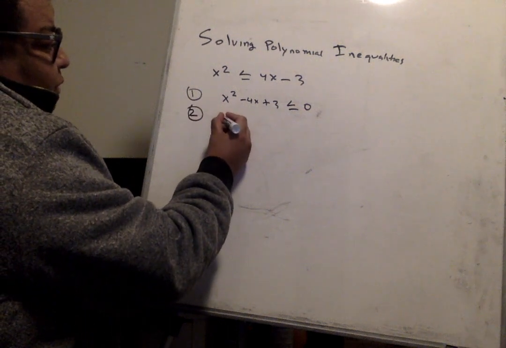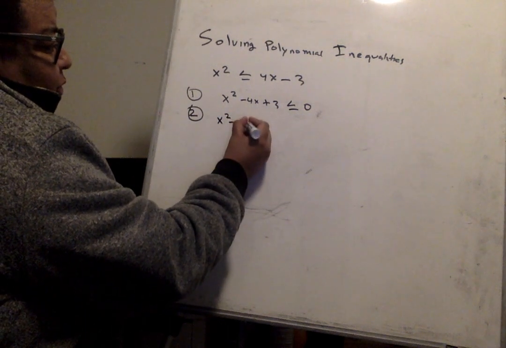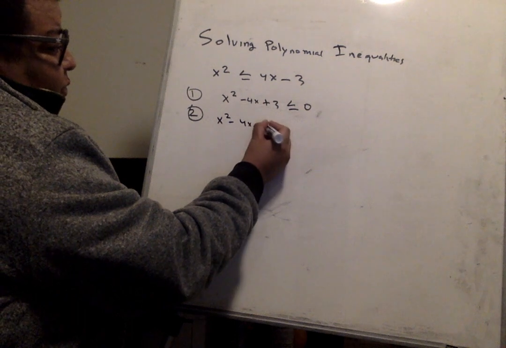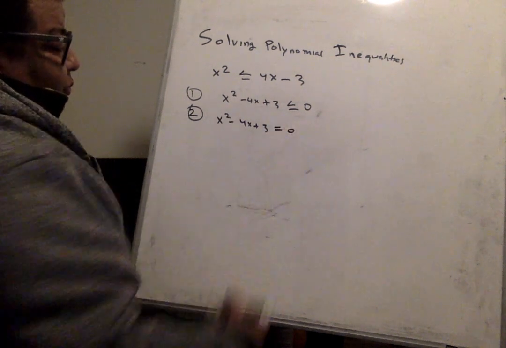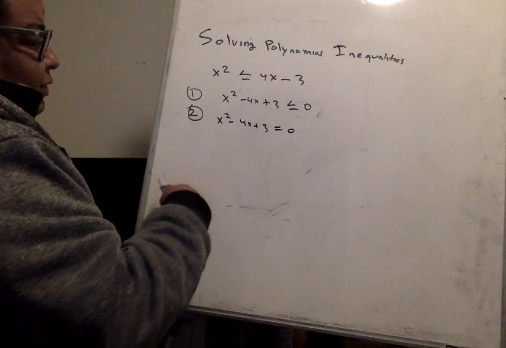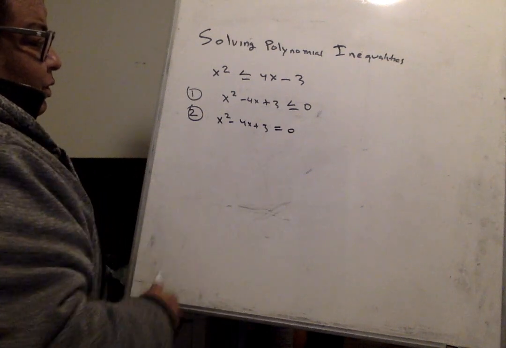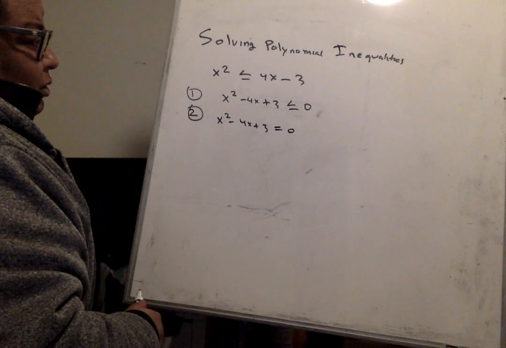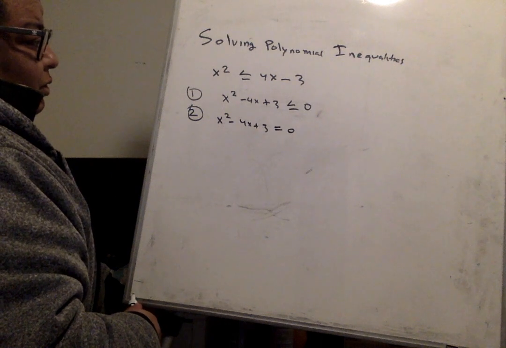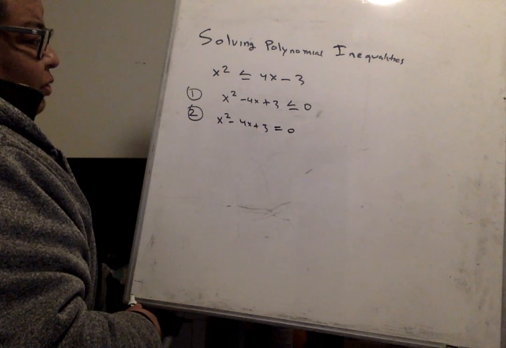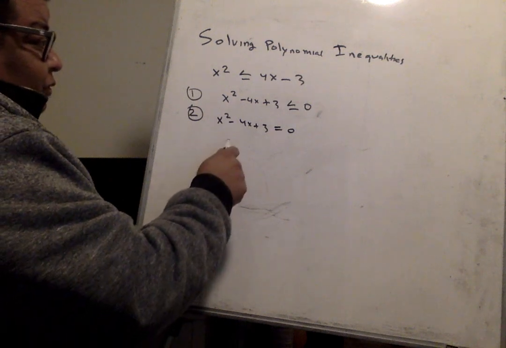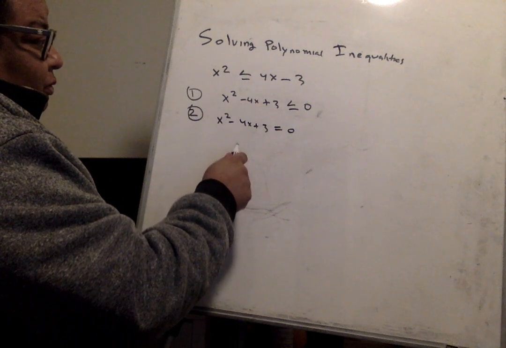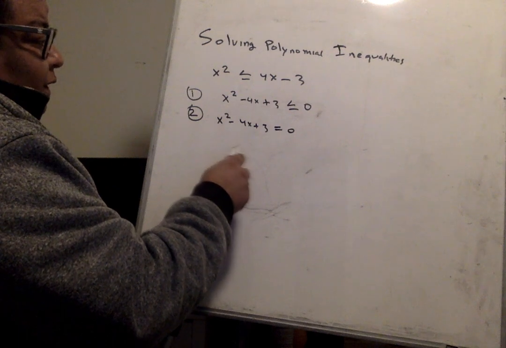The second step is to let x squared minus 4x plus 3, the function, equal 0 and solve for x. That's going to give us the endpoints of the interval that we're going to be looking at.